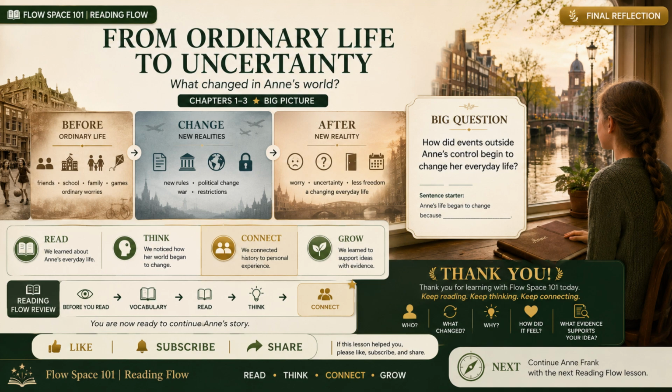And remember what we practiced today. Read: we learned about Anne's everyday life. Think: we noticed how her world began to change. Connect: we connected history to personal experience. And grow: we practiced supporting our ideas with evidence. You do not need to remember every detail. Remember the big ideas. Who? What changed? Why? How did it feel? And what evidence supports your thinking?